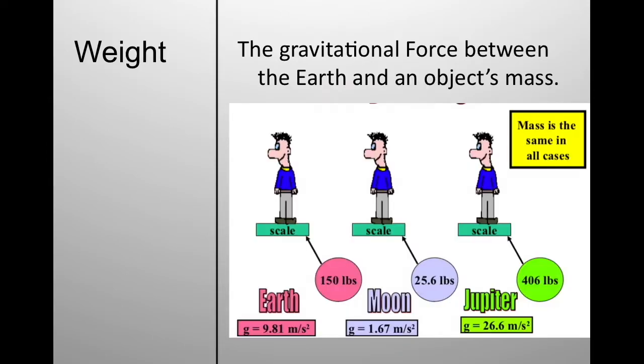Going back to weight, we already know that weight is the gravitational force that pulls down on an object's mass. For example, if you were on Earth, with 9.81 meters per second squared being the gravitational pull, and we take your mass and multiply it by 9.81, you would have about 150 pounds, or half that in kilograms.